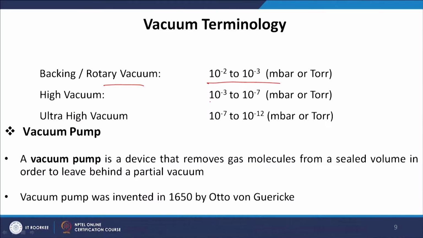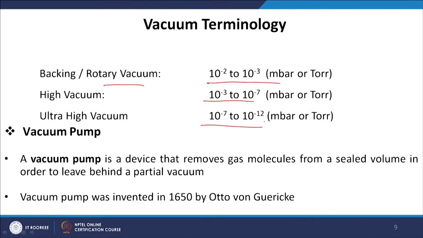High vacuum is 10 to the power minus 3 to 10 to the power minus 7 millibar. The rotary pump will not be able to create that kind of vacuum. We need another, more sophisticated vacuum pump to create it. And then ultra high vacuum is 10 to the power minus 7 to 10 to the power minus 12 millibar or torr, and we need even more sophisticated pumping instruments to create that kind of vacuum.